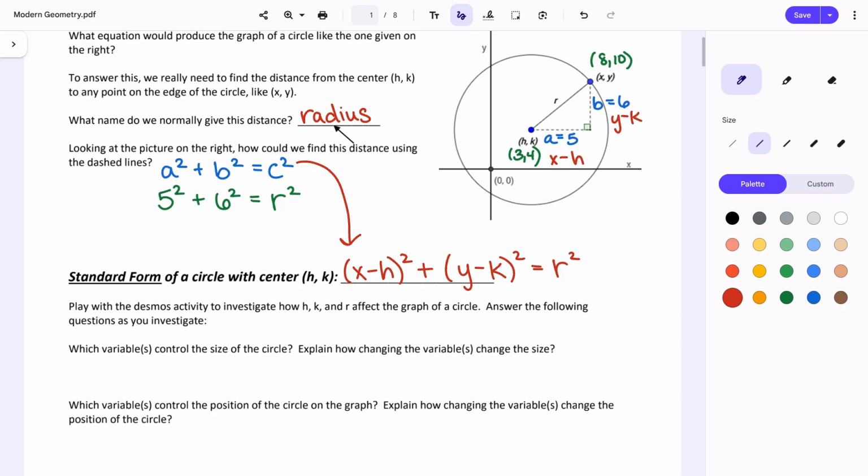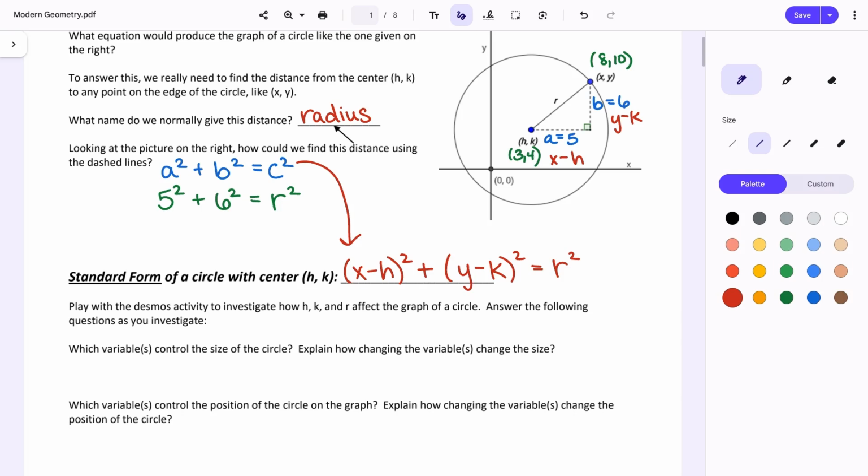So there's actually two questions down here. Let's just look at them together. One of them says which variable or variables control the size of the circle, and the other one says which one controls the position of the circle. So I think we have to just decide right now. Do we think the center is going to control the size or the position of the circle? And do we think the radius is going to control the size or the position?